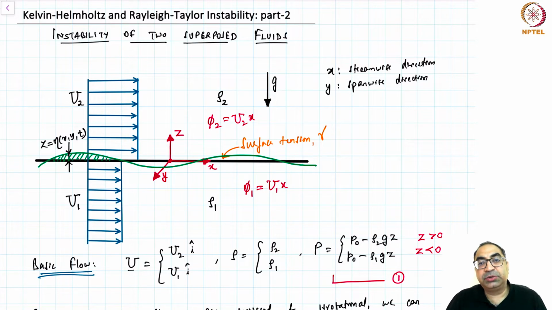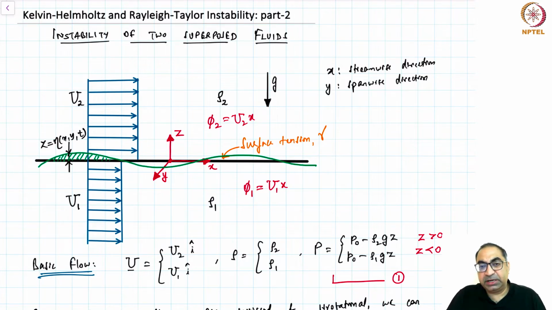We'll now be continuing the discussion on the Kelvin-Helmholtz radial instability, the instability of two superposed streams with different densities and different velocities. Let me quickly recap what we did in the last lecture.